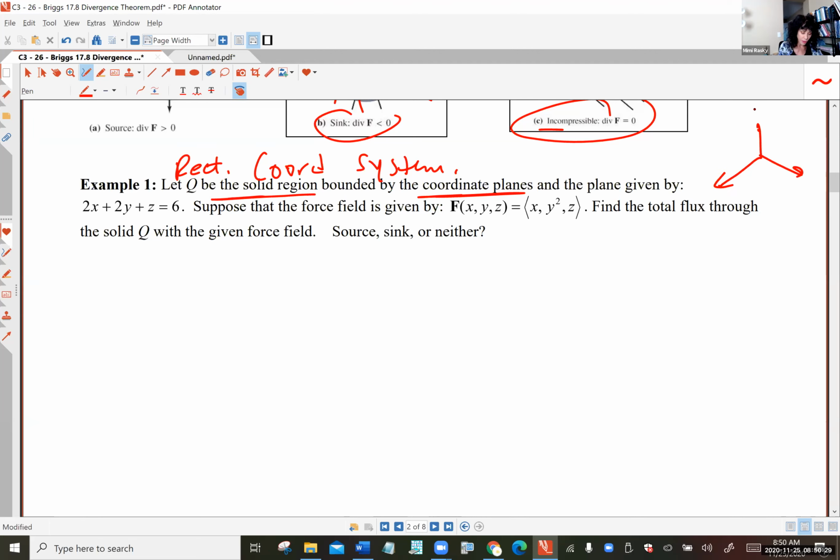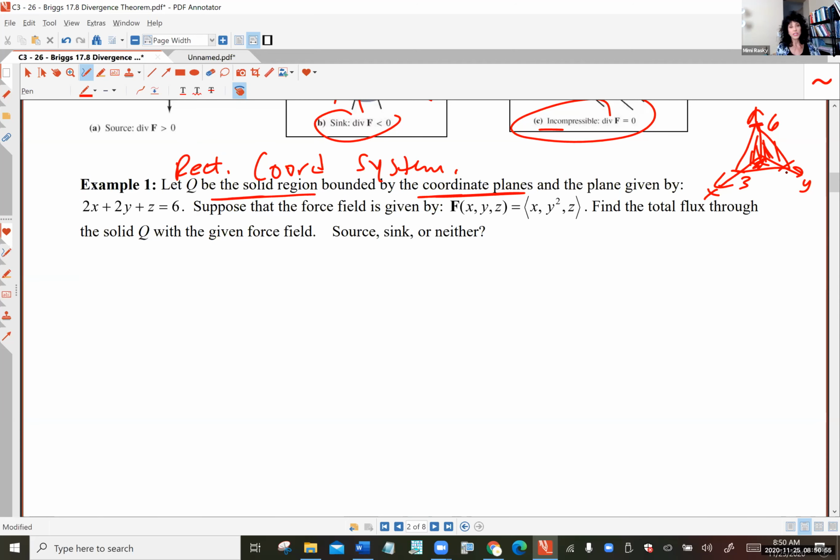And I can easily graph this tetrahedron. You guys know how to graph portions of planes. The z-intercept is 6, and the x-intercept is 3, y-intercept 3. So I hope you can imagine the tetrahedron here in the first octant, bounded by the coordinate planes. The base down here is like a triangle, and then you got the sides, and then you have this sort of slanted top, okay?